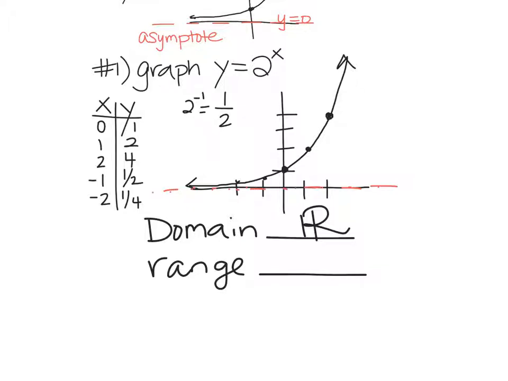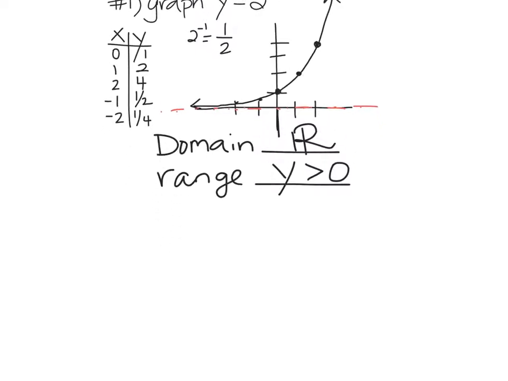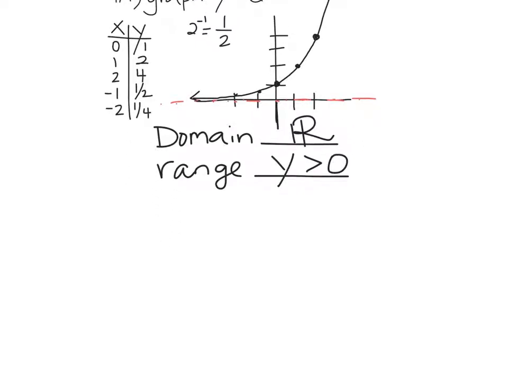Now the range, the outputs that are coming out of this thing, did you notice all my y's? Are there any negatives? No. You notice that this doesn't go below 0? So my range is greater than 0. Not equal to, that's where the asymptote is, but greater than 0. It's all the stuff above the x-axis. All right, let's do another one, number 2.